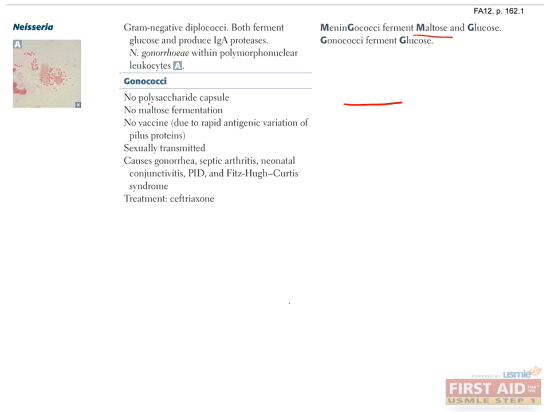Thayer-Martin medium contains VPN agar, which consists of vancomycin, polymyxin, and nystatin. Vancomycin inhibits growth of gram-positive organisms. Polymyxin inhibits other gram-negative organisms, and nystatin inhibits fungi, so that only Neisseria will be able to grow.